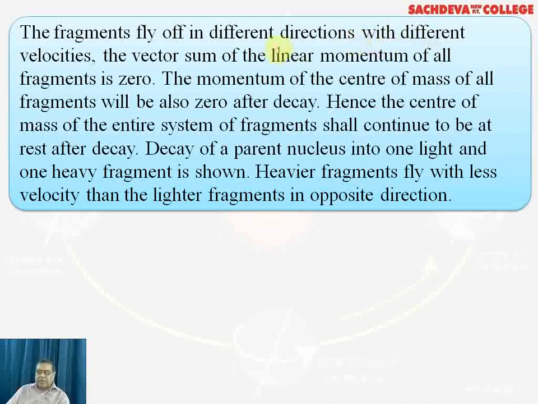The fragments fly off in different directions with different velocities. The vector sum of the linear momentum of all the fragments will be zero. The momentum of the center of mass of all the fragments will also be zero after decay. Hence, the center of mass of the entire system of the fragments shall continue to be at rest after decay.